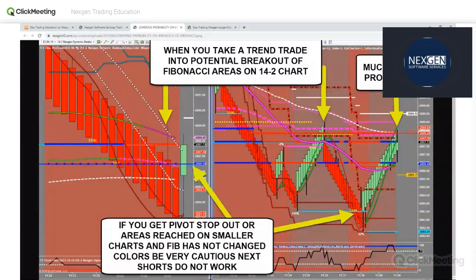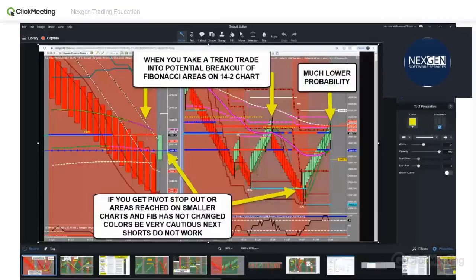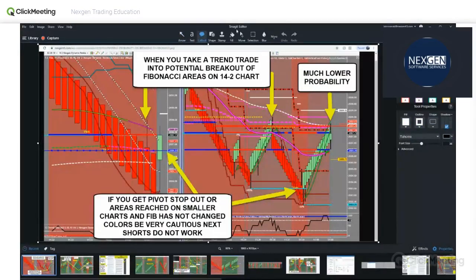And again, I call it pushing the bottom or pushing the top. That's kind of a good term, I guess, or a visual term. And what happens is you're essentially trying to trade a breakout of the fibs, right? So you're trying to trade this fib to break. And you can do it one time.